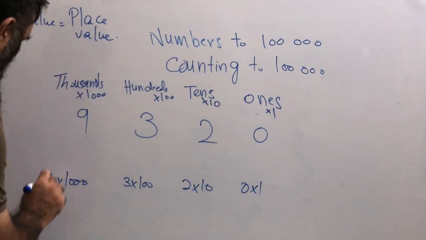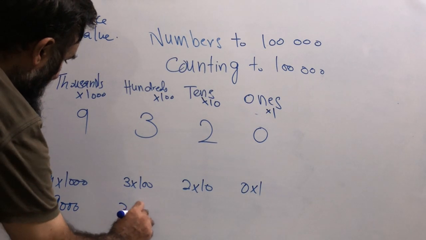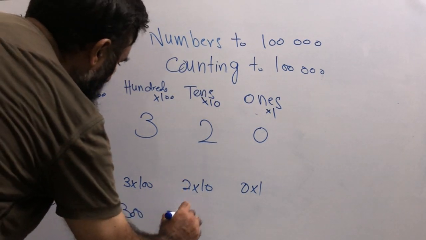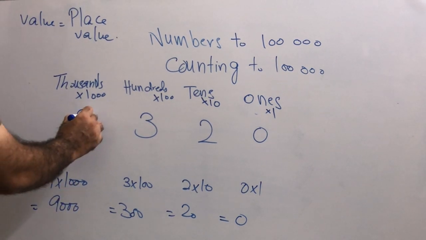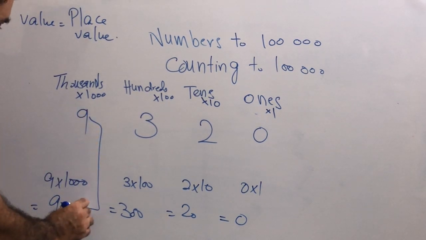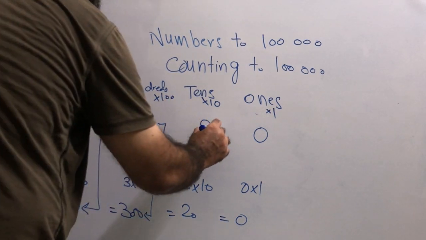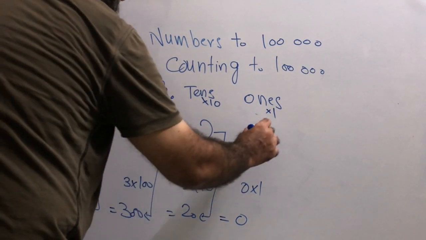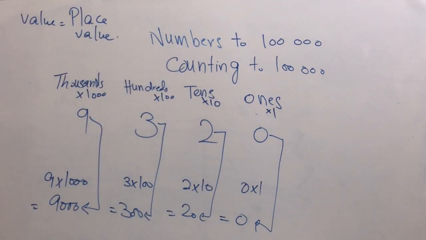So we'll see 9 into 1000 is 9000. 3 into 100 is 300. 2 into 10 is equal to 20. 0 into 1 is equal to 0. So the place value of 9 is 9000. The place value of 3 is 300. The place value of 2 is 20. The place value of 0 is 0. So this is how we find the place values of the digits in a number.